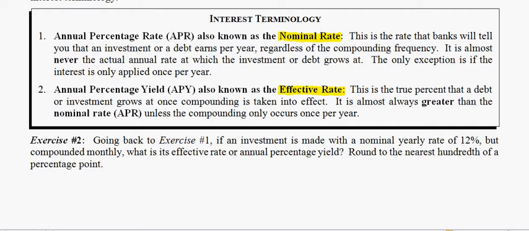These pieces of terminology, the annual percentage rate and the annual percentage yield, sound so similar. But the nominal rate is the rate that banks are going to tell you. They're going to say, you're getting a 5% return here. Nominal. But the word nominal, not the word rate, means in name only. In other words, if I say that you're getting a nominal rate of 5%, you're not really getting a rate of 5%. I'm just telling you are.